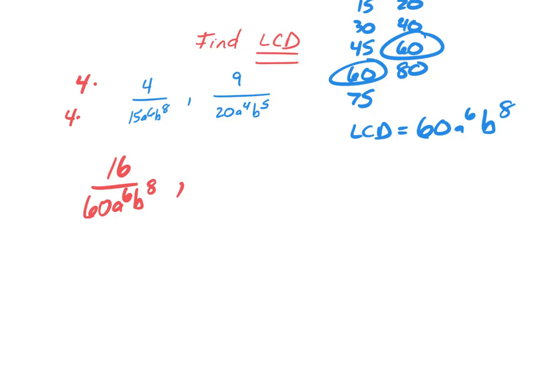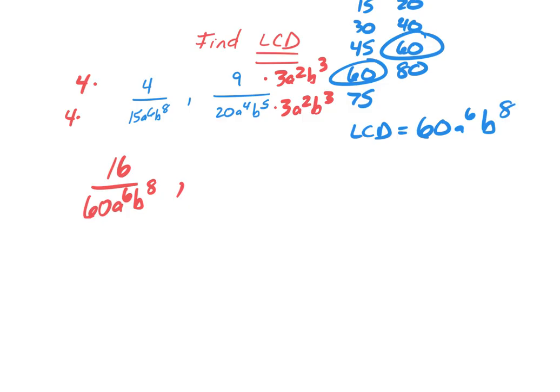Okay, for this one here, what do I have to multiply 20 by to make 60? 3. I have 4 a's, but I need 6 a's. So how many more a's do I need? 2. Right now I have 5 b's, but I need 8 b's. So I need 3 more b's. But I have to multiply by that on both top and bottom.